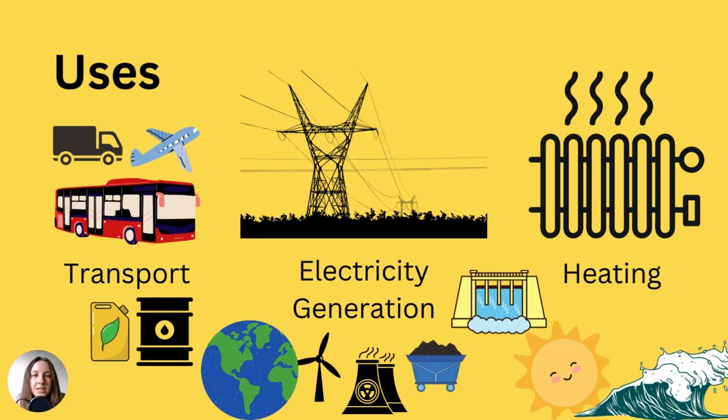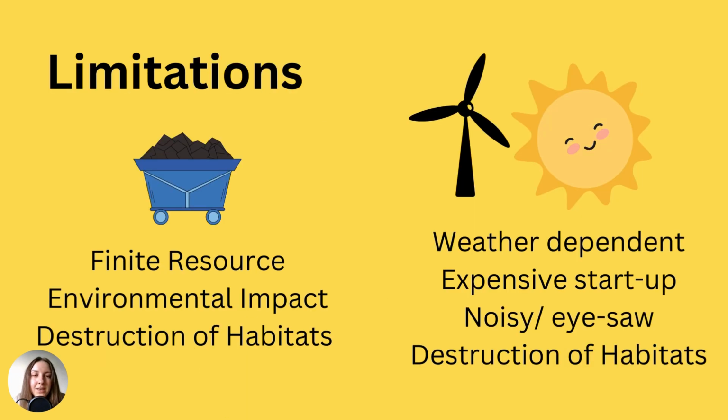Well, we use them, like I said, for transport, to generate electricity and also heating, and they do want you to know that at GCSE. But the limitations, well, we've said already that some of these resources, like fossil fuels, are finite resources, they have environmental impacts, and they also can cause destruction of habitats, specifically crude oil, which I'll do a video on in the future because it does link to other parts of the course.